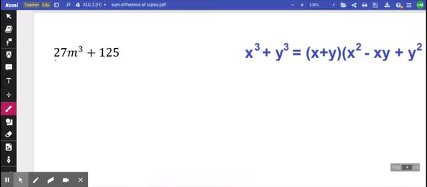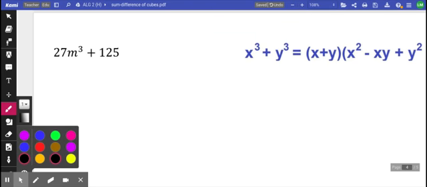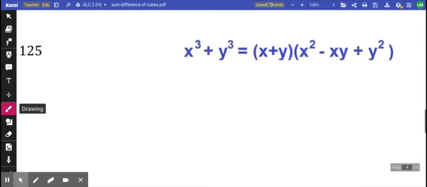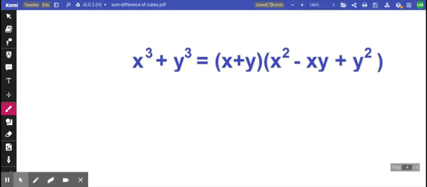And then I also see a 27. I see m to the third. I see 125. These are screaming at me, hey, take the cube root of me. Okay, so we're going to use this pattern on the right here. But we're not going to remember that. We're just going to remember our Christmas soap.